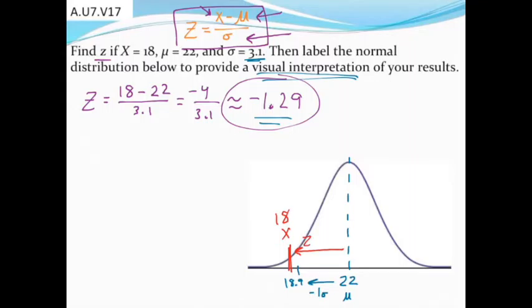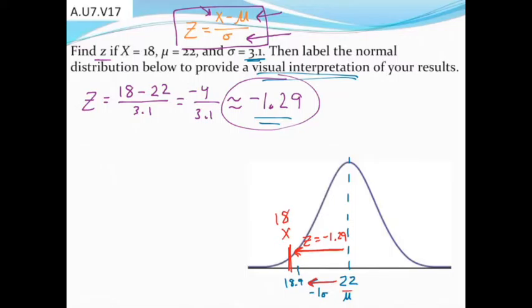So a z-score of what do we have? -1.29. I can see that's further away than a standard deviation of just -1. So that z is really representing how far away from the mean you are going to be. And that's what I'm looking for when I say give me a visual interpretation of what's going on.